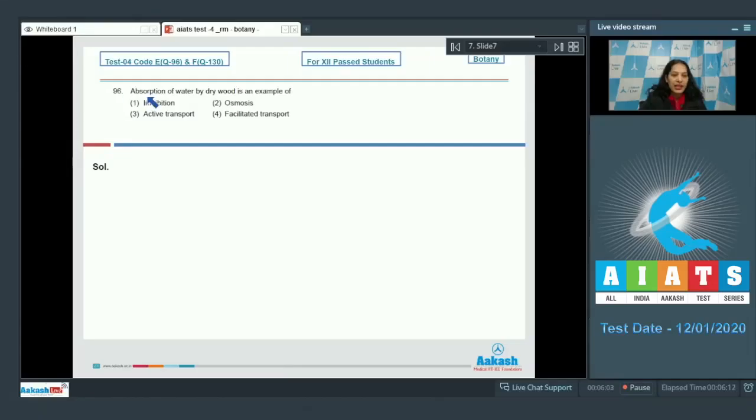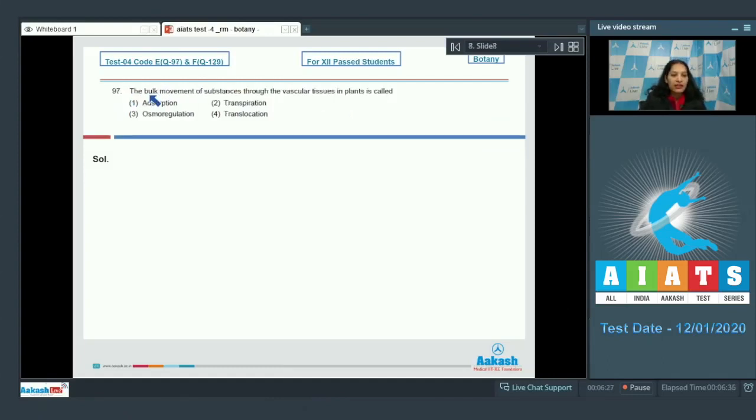Question number 96. Absorption of water by dry wood is an example of. If there is absorption of water by the dry wood, it is an example of imbibition. If you talk about the dry seeds, again, it will be imbibition. So the correct option for the given question is option number 1. Let's move to the next question.